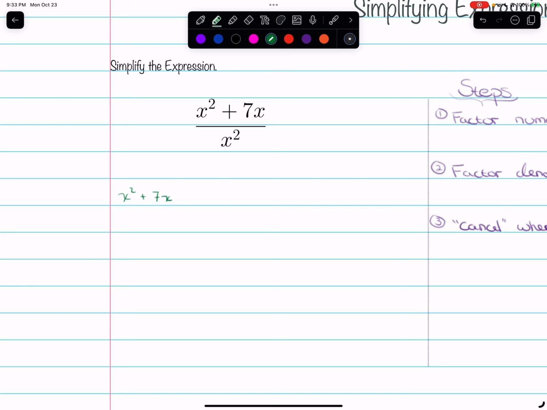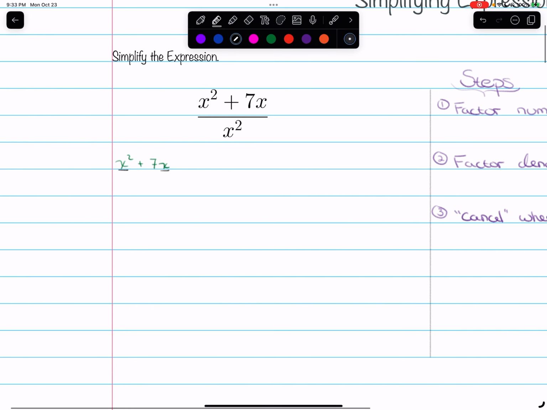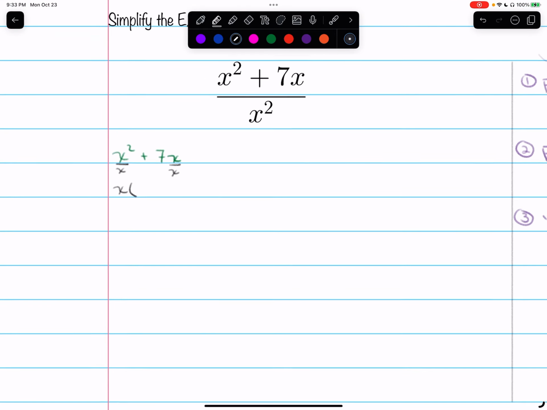And you want to ask, what's the biggest thing I can take out of both? I see that there is an x in both. Okay, so I'm going to take an x out. Remember, when you're taking something out of an expression, you are going to divide. You're undoing the distributive property. So I'm going to take an x out of this piece and an x out of this piece, okay?